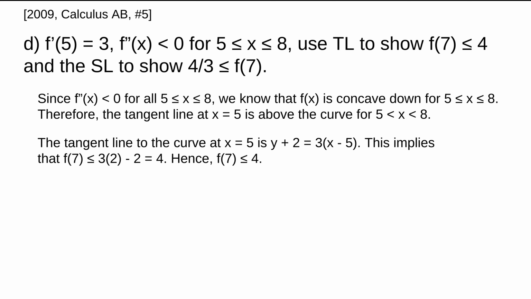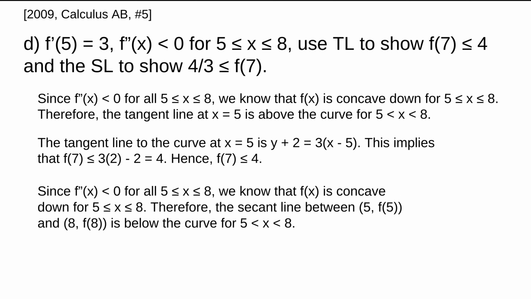All right? So if I want to approximate or bound f of 7, I know that f of 7 is going to be on the curve, so the actual value of f of 7 has to be less than or equal to the value for f of 7 that this specific tangent line would get. Right? So if I plug in 7 for x, I'm going to get 3 times 2 minus 2, which is 4. And so I can conclude that f of 7 is less than or equal to 4.